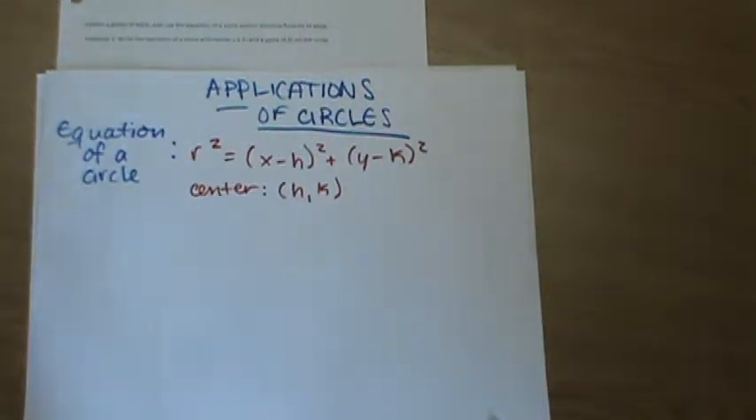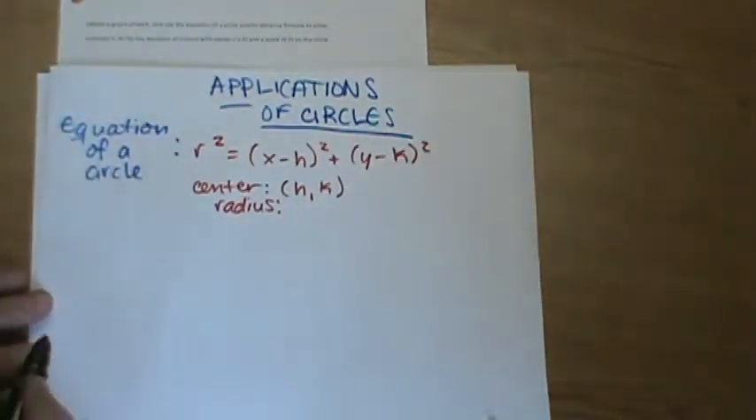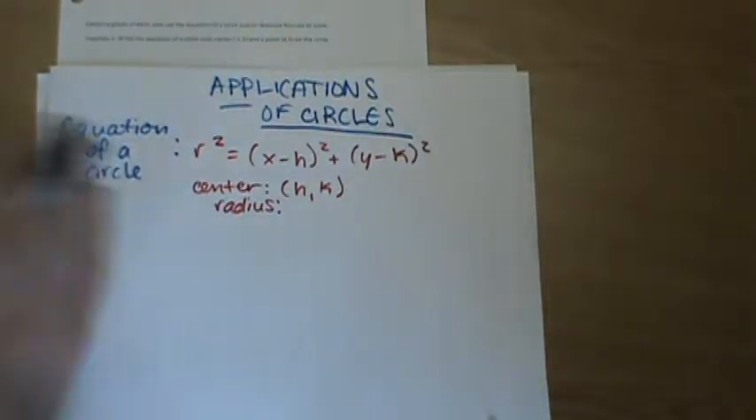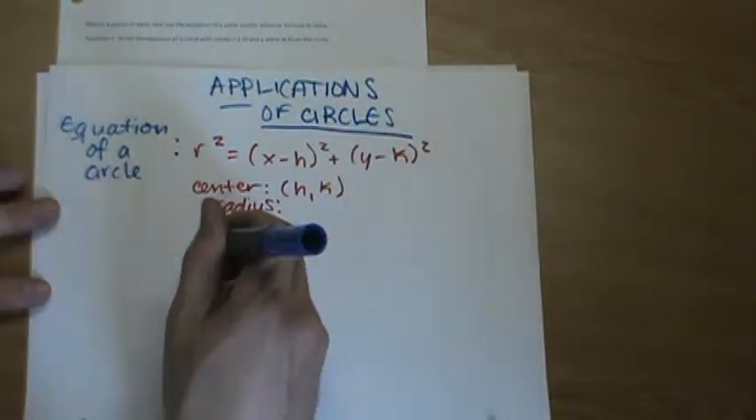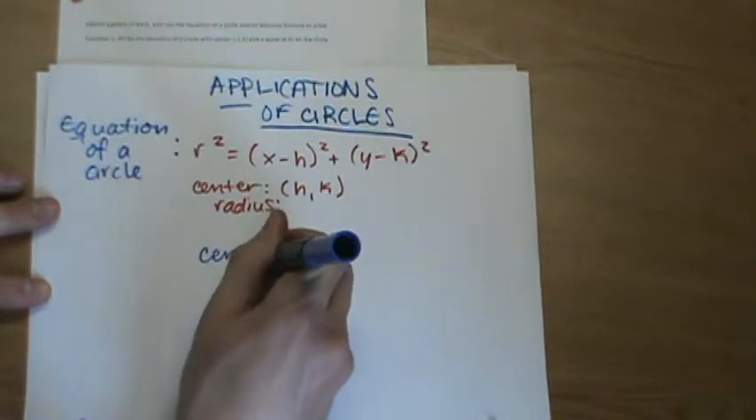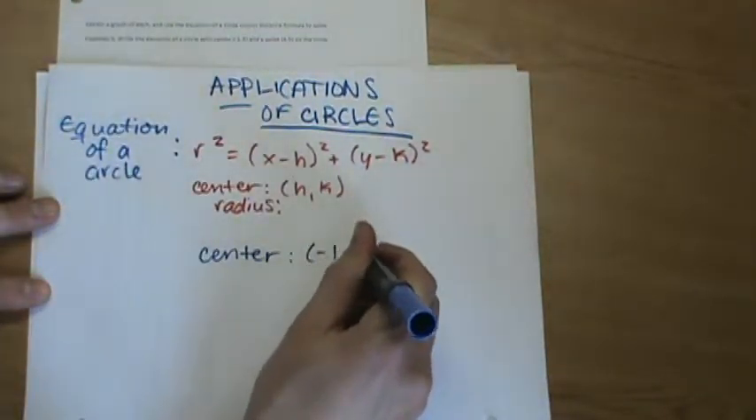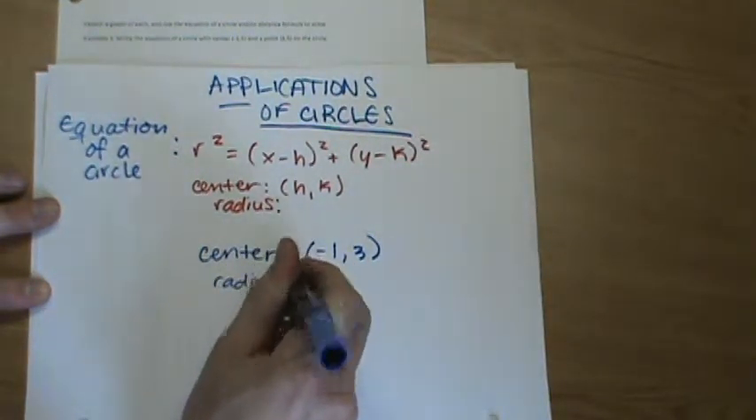So what do we need to fill in this equation? We need the center and we also need a radius. We're looking for those two things. So until we have those two things, we cannot even touch this equation. So let's try to figure out what the radius is, because for our problem right here, we know the center. The center, it says, is -1, 3. We are still looking for the radius.